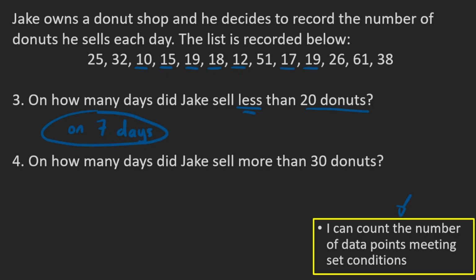And on how many days did Jake sell more than 30 donuts? Well, let's actually use a different color for this. More than 30 donuts. 32, 51, 61, 38. So on 4 days.